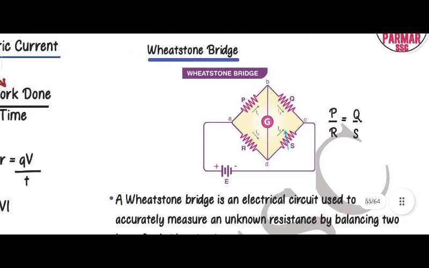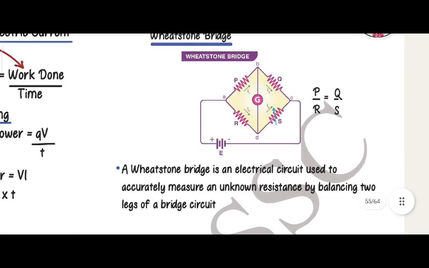Wheatstone bridge. P by Q is equal to R by S. A Wheatstone bridge is an electric circuit used to accurately measure an unknown resistance by balancing two legs of a bridge circuit. Current from point A passes through P and R, and from B through Q, and from D through S, and joins at C. Battery at E.